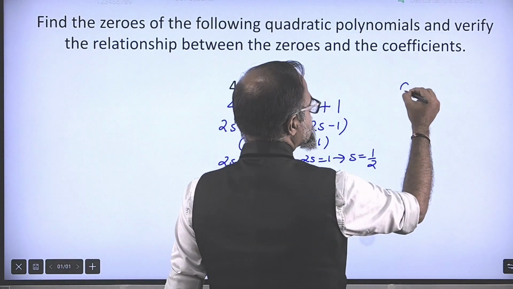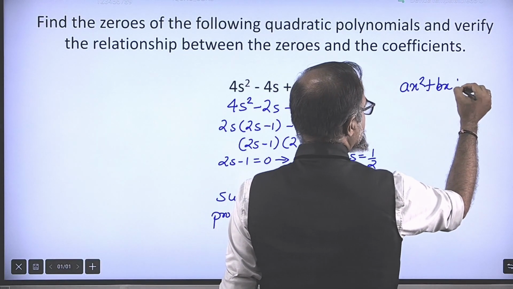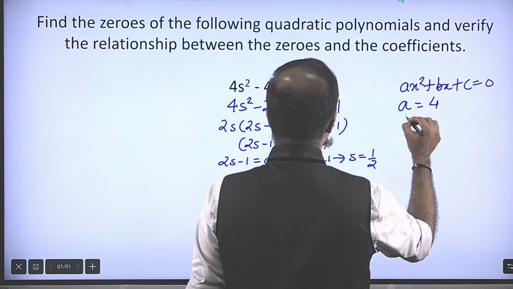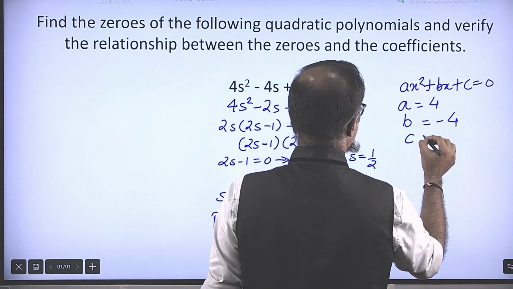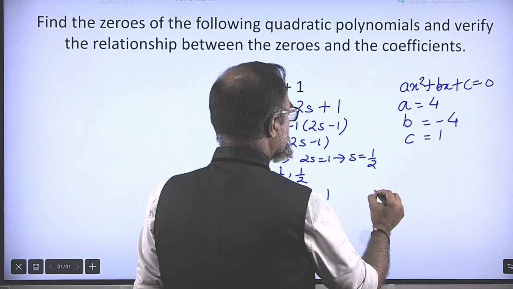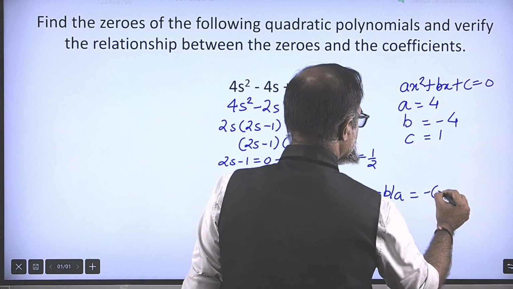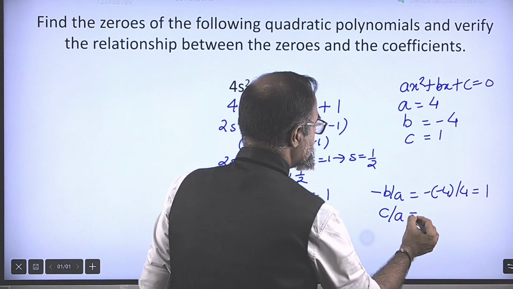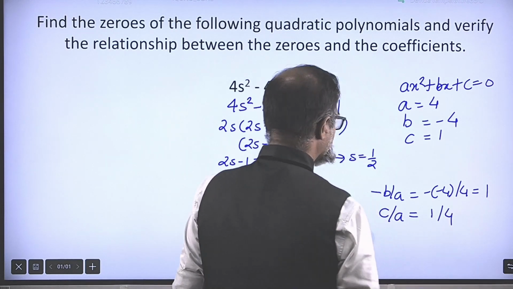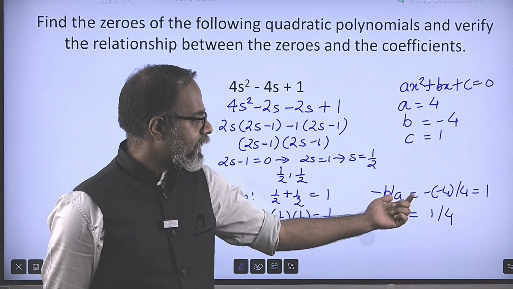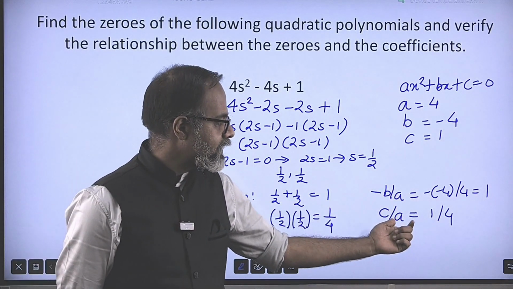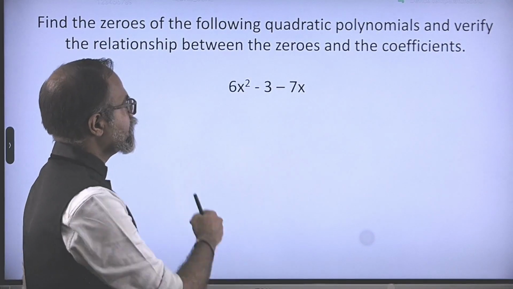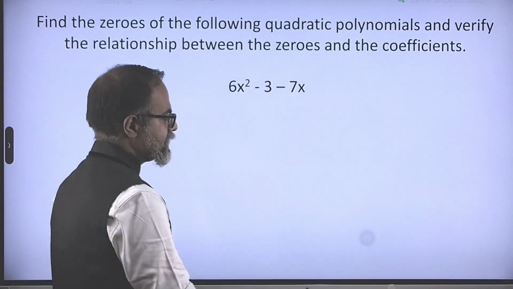Let's compare it with the standard form ax square plus bx plus c is equal to 0. So I get a is equal to 4, b is equal to minus 4, c is equal to 1. Minus b upon a is minus of minus 4 upon 4, which is 1, and c upon a is 1 upon 4. So sum of the zeros is minus b upon a, product of the zeros is c upon a, hence proven.